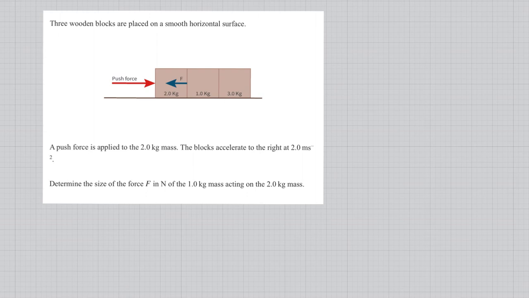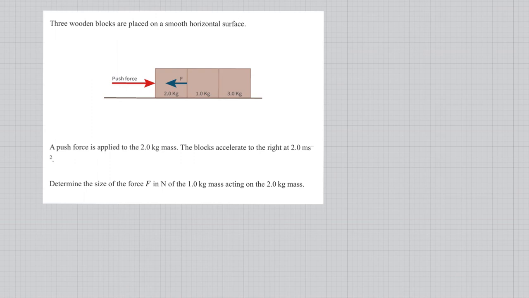So this question says 3 wooden blocks are placed on a smooth horizontal surface. A push force is applied to the 2 kilogram mass. The blocks accelerate to the right at 2 meters per second squared. Determine the size of the force F in newtons of the 1 kilogram mass acting on the 2 kilogram mass. So the idea is that this 1 kilogram mass is pushing backwards on this 2 kilogram box there.